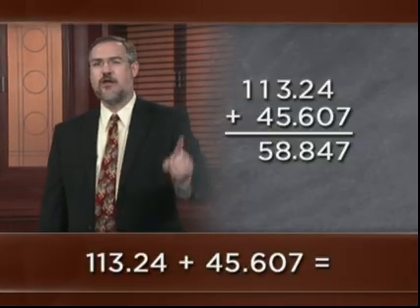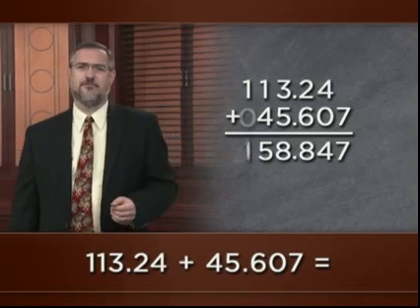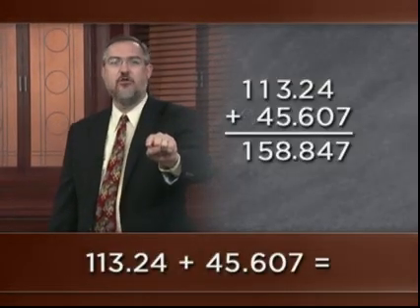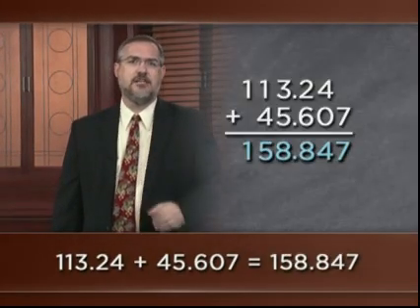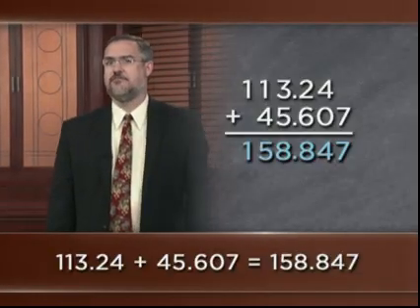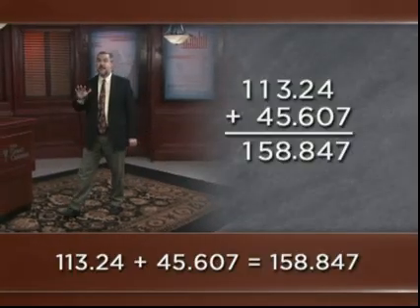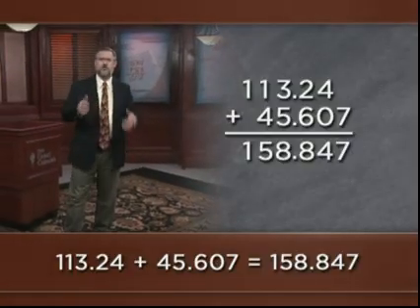And lastly, we have that 1 that's sort of dangling on the left-hand side. Again, it's just like adding that 1 to a 0, which really isn't there, and that's going to give us a 1. And so I'm going to write a 1 in the answer section on the far left side of our answer. What's my final answer then? Well, thanks to having that decimal point already put in before we ever did any of the addition, I know that the answer is 158.847.